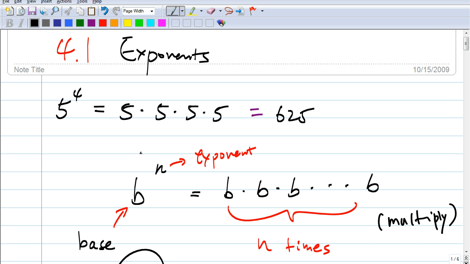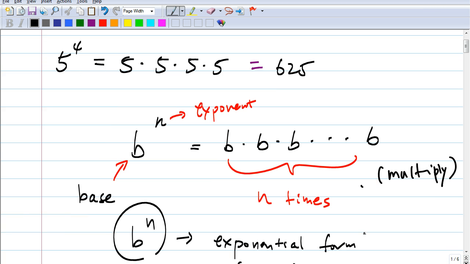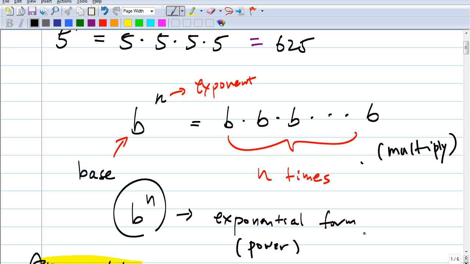So b multiplied n times. And when we write b to the nth power, we call that some sort of form. Does anybody know what form this is called? Like 5 to the n, 5 to the 3rd power, or x to the 5th power. Cameron? Exponential form is correct. Very good. Sometimes they call it power. When you write b to the nth power or 5 to the 3rd times 7 to the 8th power, it's called exponential form. Does that make sense?